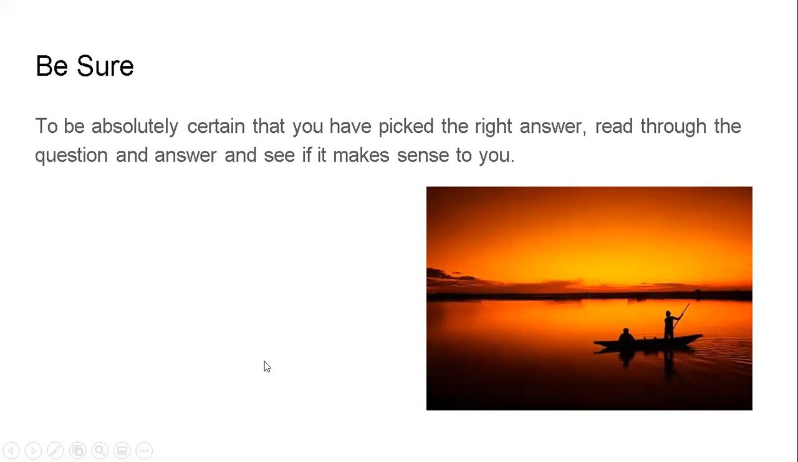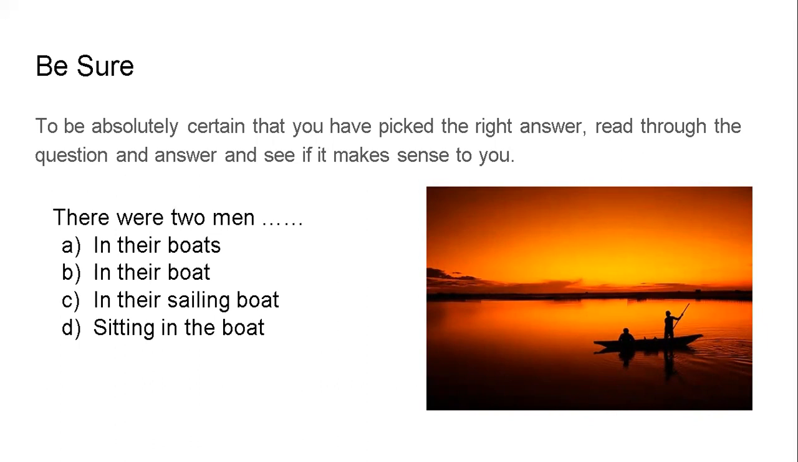Here you can see the picture a little more clear. It's larger. So look at the answer again. There were two men in their boats. Wrong, because there's not more than one boat. In their boat, yes, there's one boat. In their sailing boat, no, it's not a sailing boat, it's a canoe. Sitting in the boat, no, because one is standing. So that's the right answer.